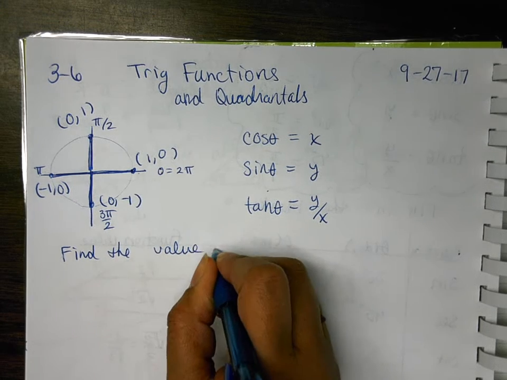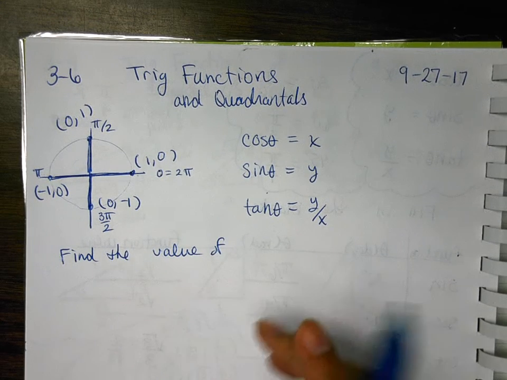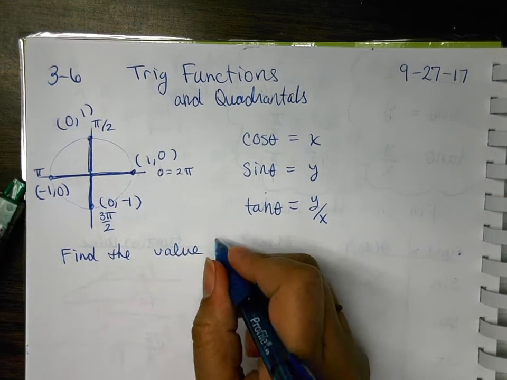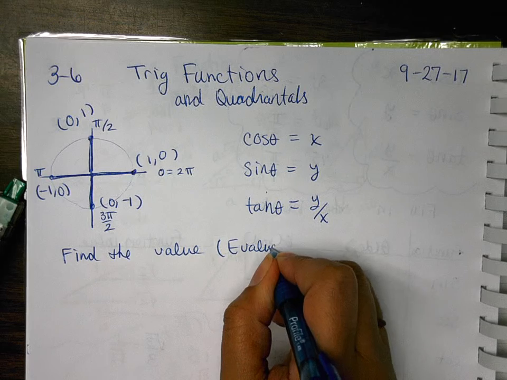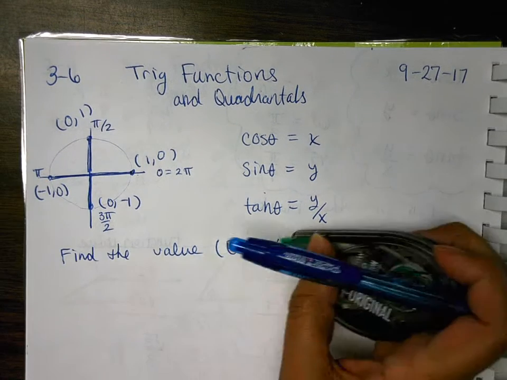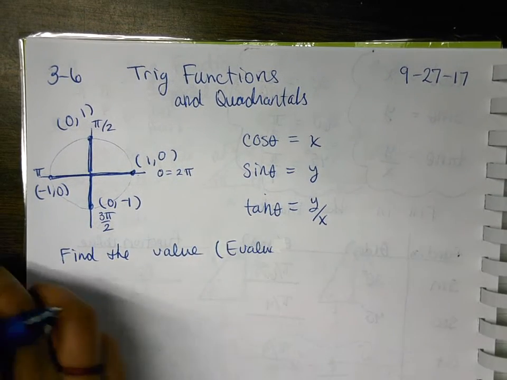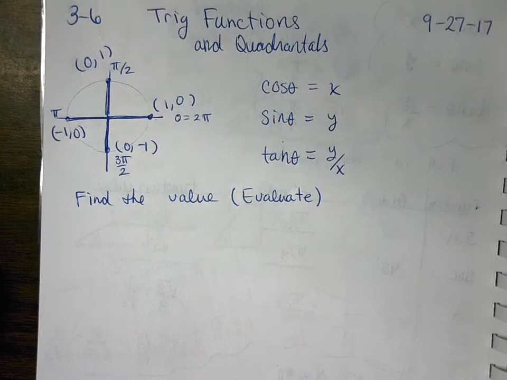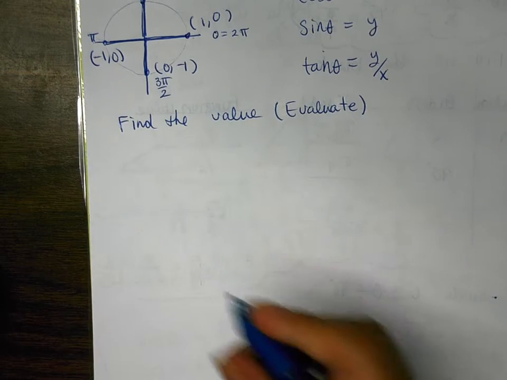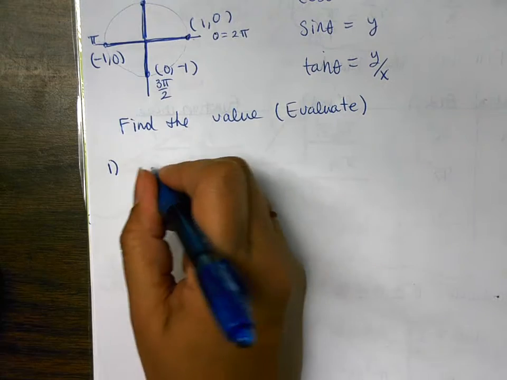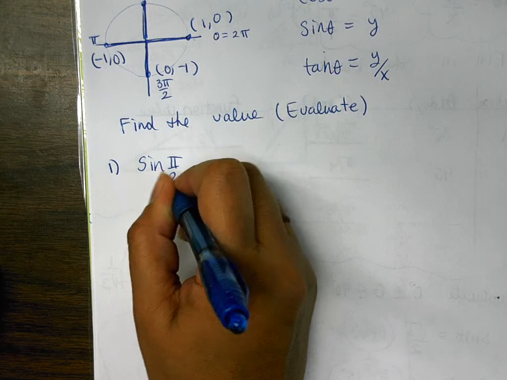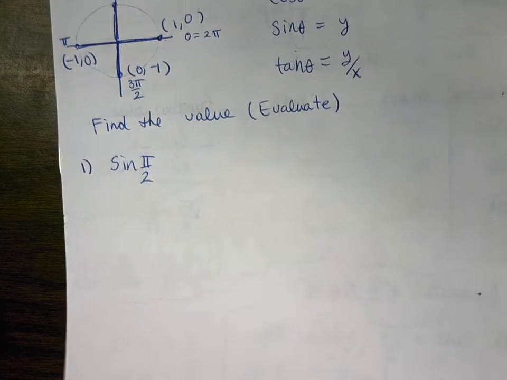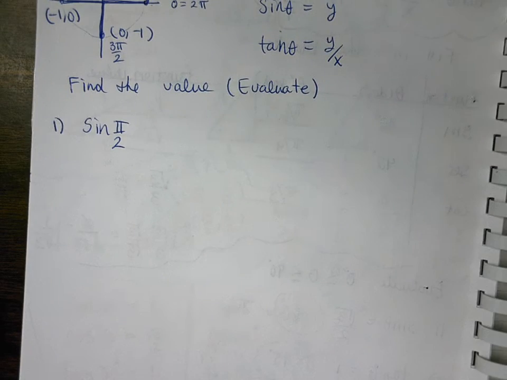Find the value of, I'm just going to put find the value. I'm going to put in parentheses here, evaluate, because I had kids not sure what that meant. It's the same thing. On the quiz, it has evaluate, and they were stuck. What do I do? It's exactly what we've been doing. Okay. Number 1. Sine of pi over 2. Write it down.